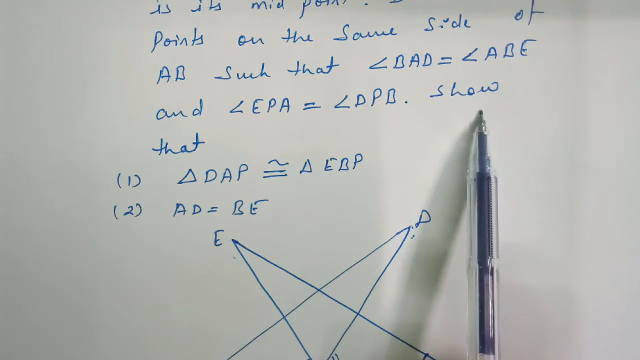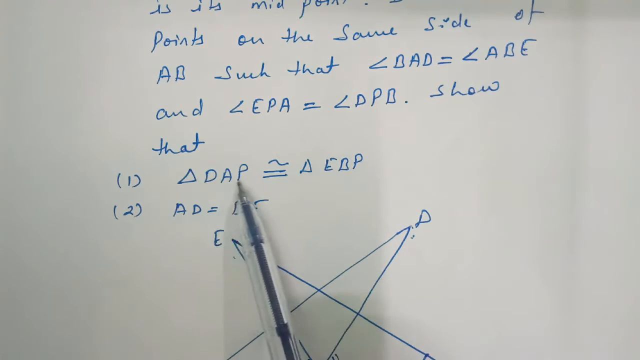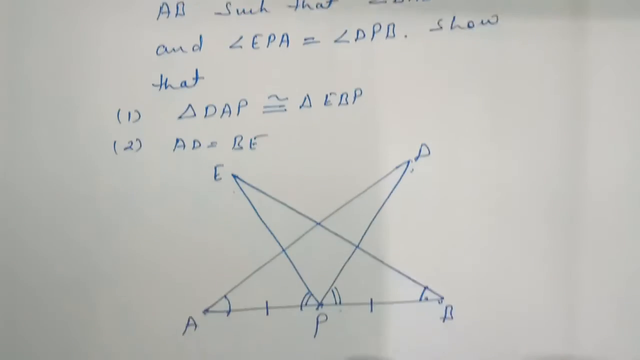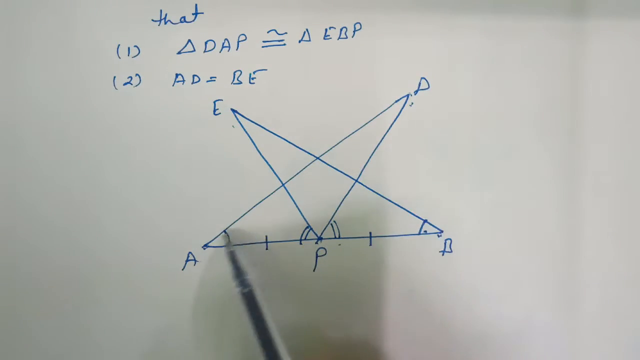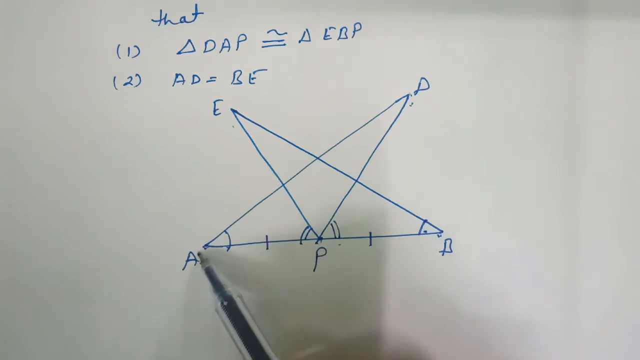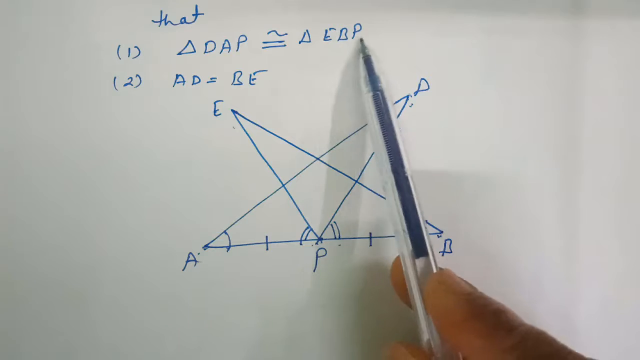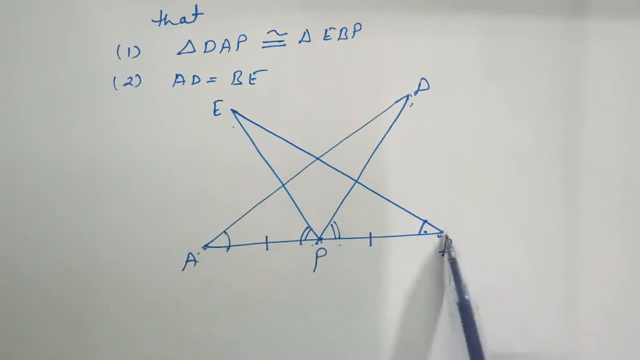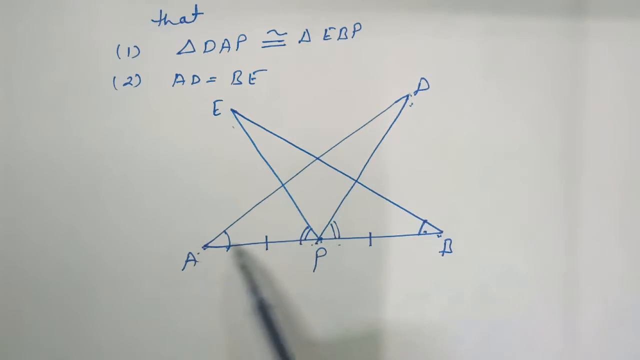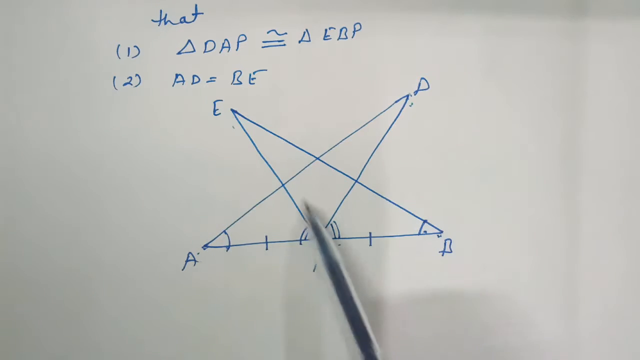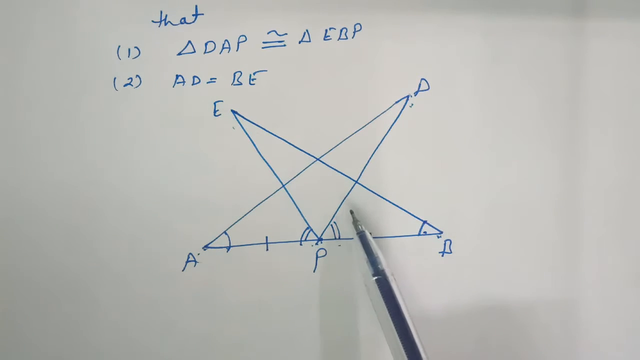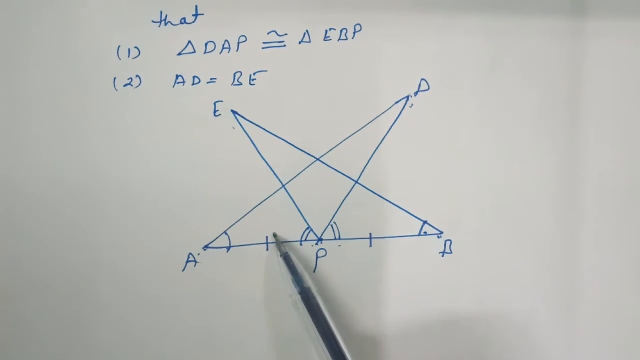We have to prove triangle DAP. If we see the figure, we have the triangle DAP, this triangle, and next triangle EBP. We have to prove these two triangles as congruent. And for proving these two triangles as congruent, we have to identify three equal parts.